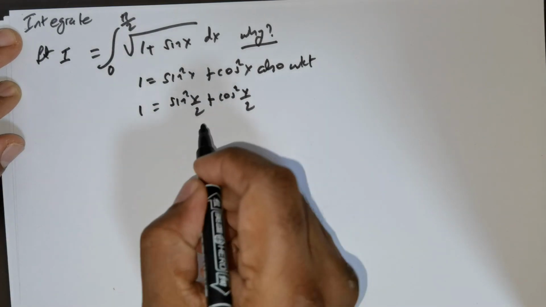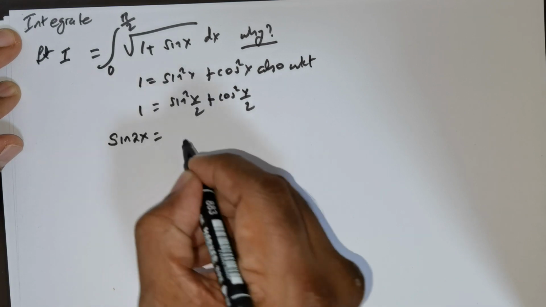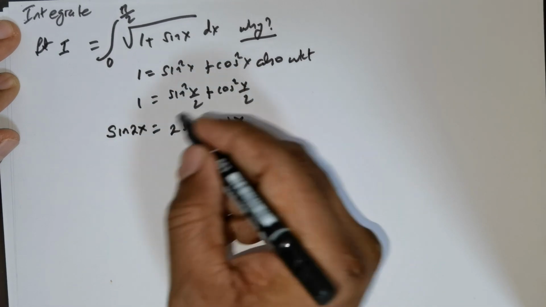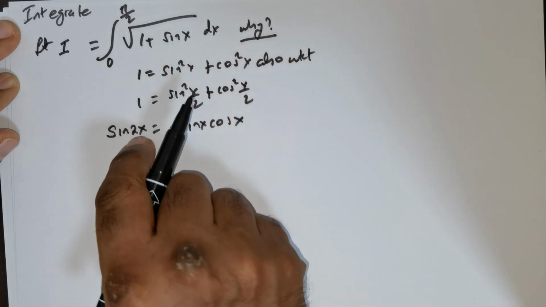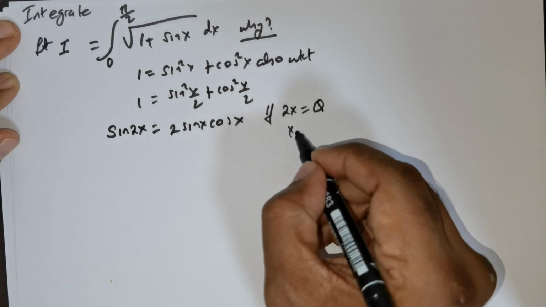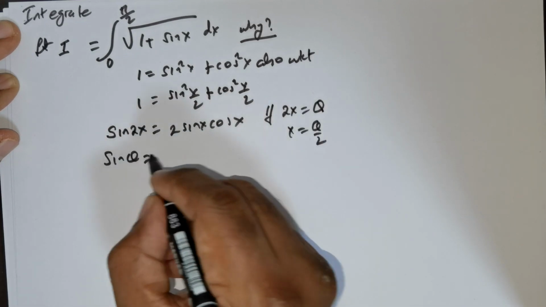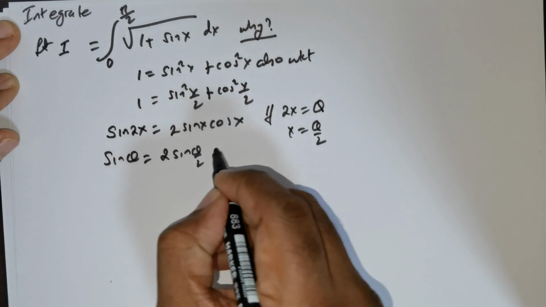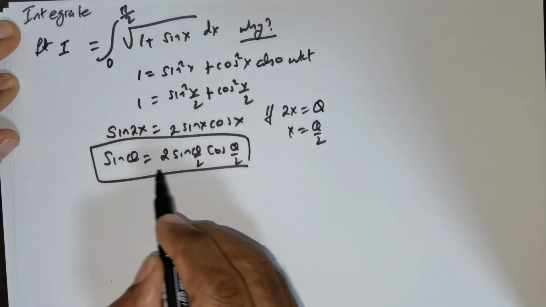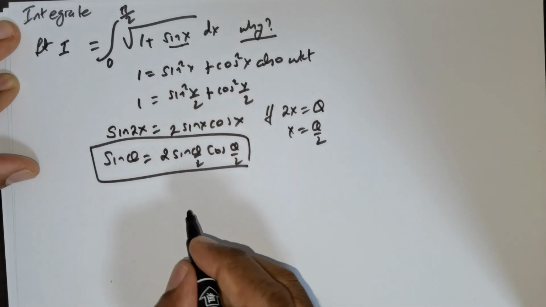Now, why am I utilizing this? Because I know that sine 2x is equal to 2 times sine x times cos x. Now, what if I want only sine x? In other words, if 2x is equal to theta, then x is equal to theta over 2. So if I were to substitute 2x is equal to theta, I would get sine theta is equal to 2 times sine theta over 2 times cos theta over 2. Now, why did I do that? I did this because I want to replace sine x with this formula.